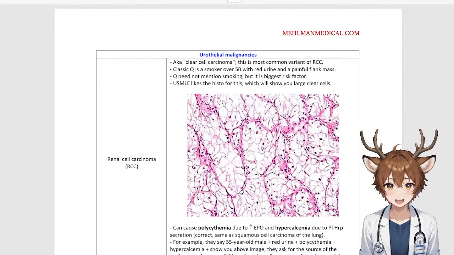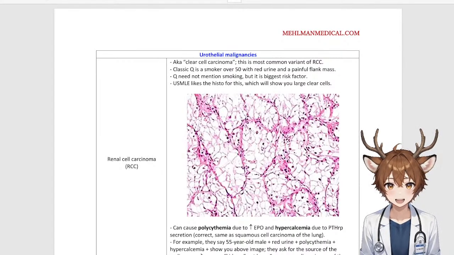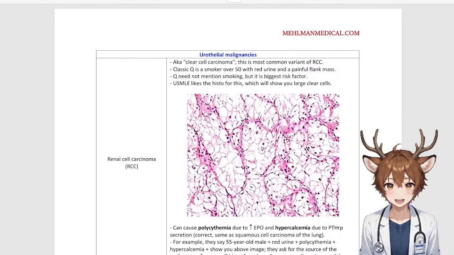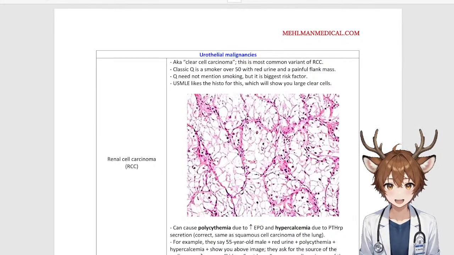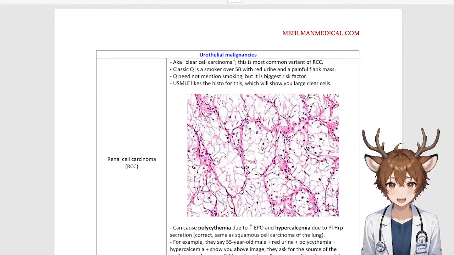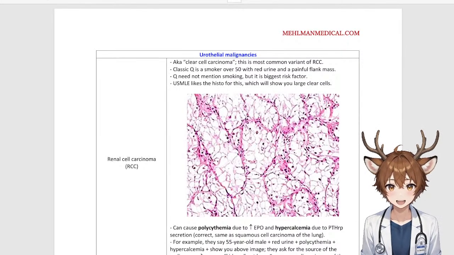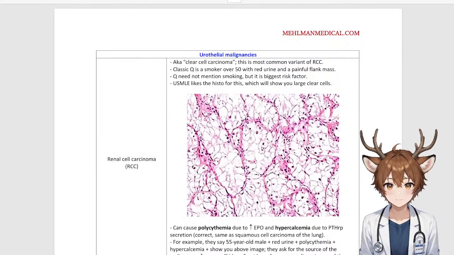Renal cell carcinoma. Urothelial malignancies, aka clear cell carcinoma. This is the most common variant of renal cell carcinoma. Classic question: a smoker over the age of 50 with red urine and a painful flank mass. The question need not mention smoking, but it is the biggest risk factor. USMLE likes the histo for this, which will show you large clear cells, as you can see here.